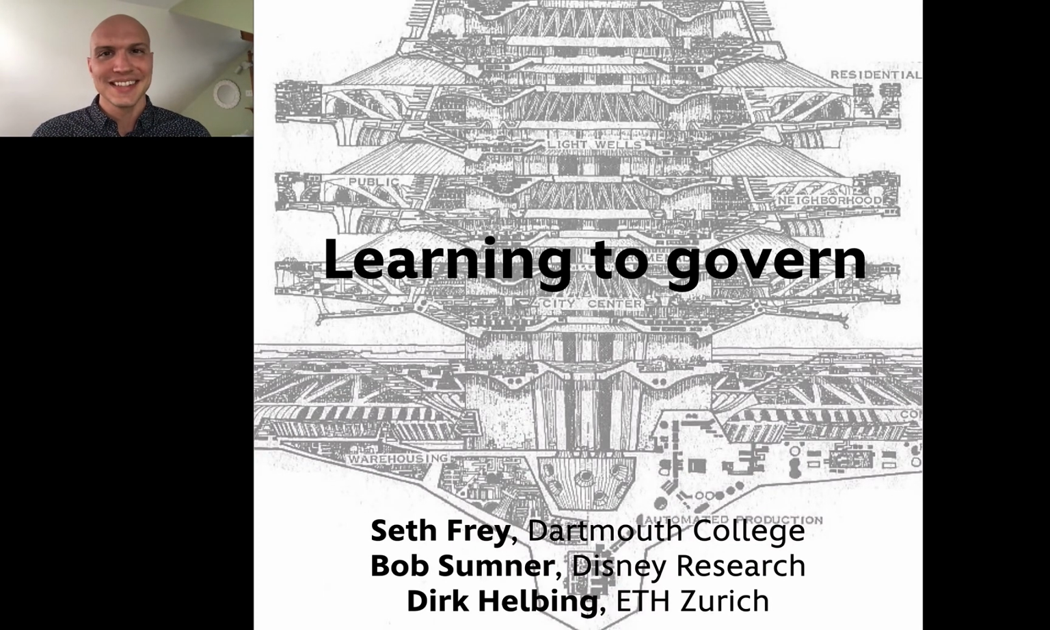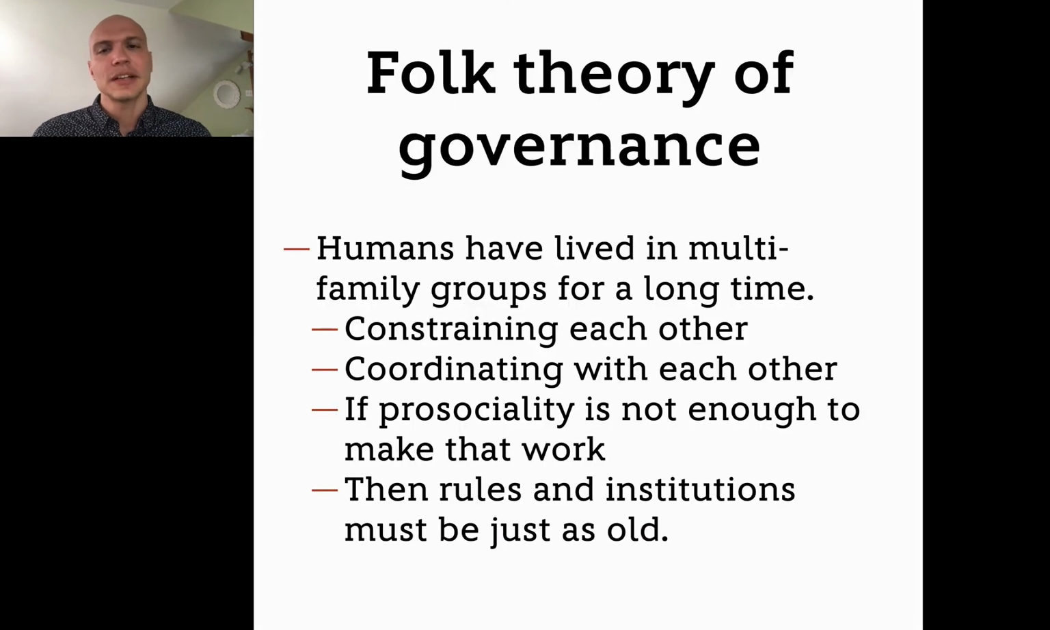Let's get through this third really different project. So humans have lived in multi-family groups for a long time, and they can be more effective the more they constrain and coordinate. But if pro-sociality is not enough for that, and maybe it is, I don't think it is, because we still have conflict in our lives, and we're not more genetically pro-social than before. So there must be something else.